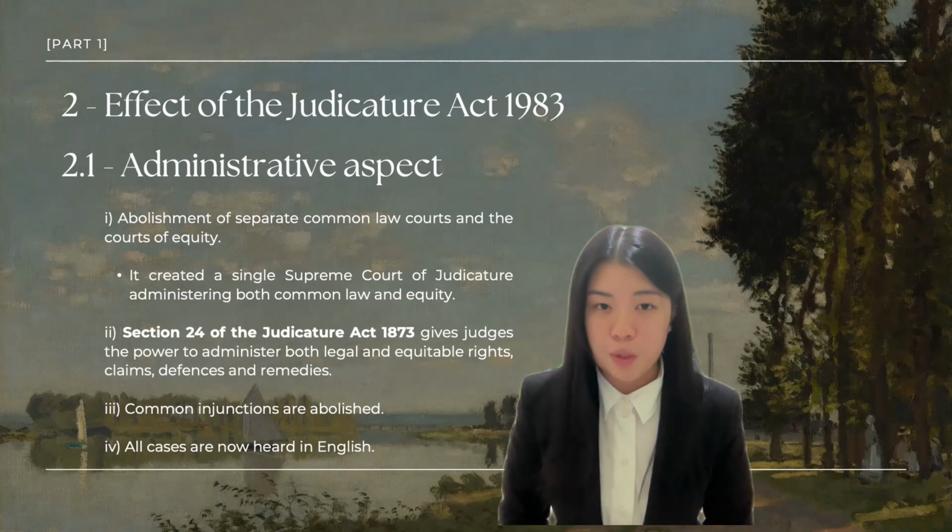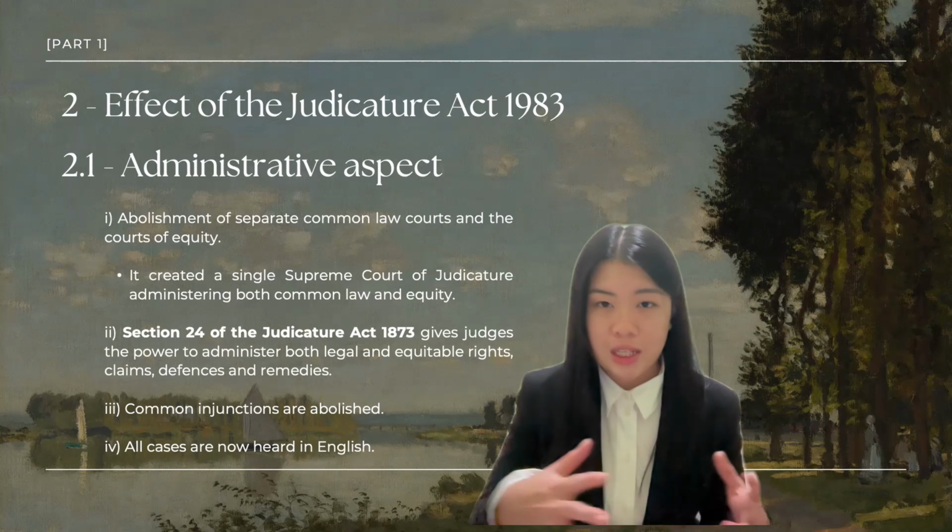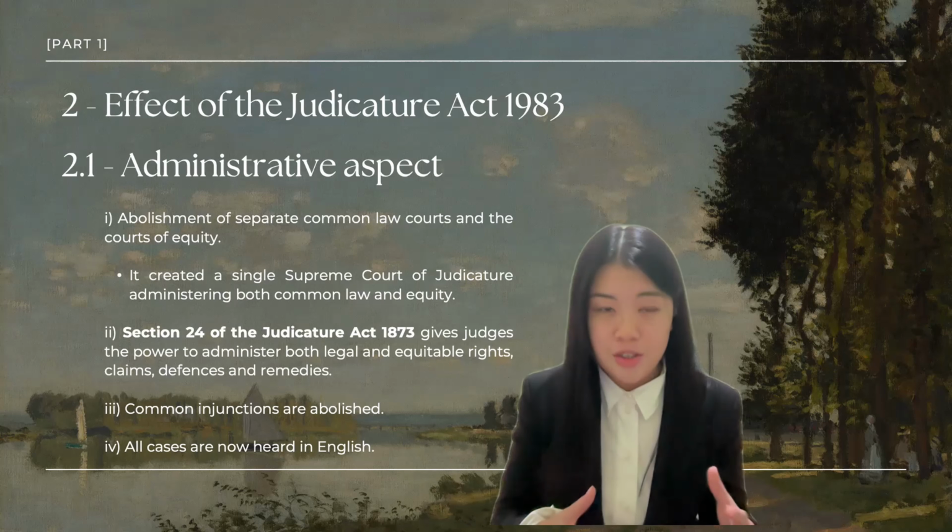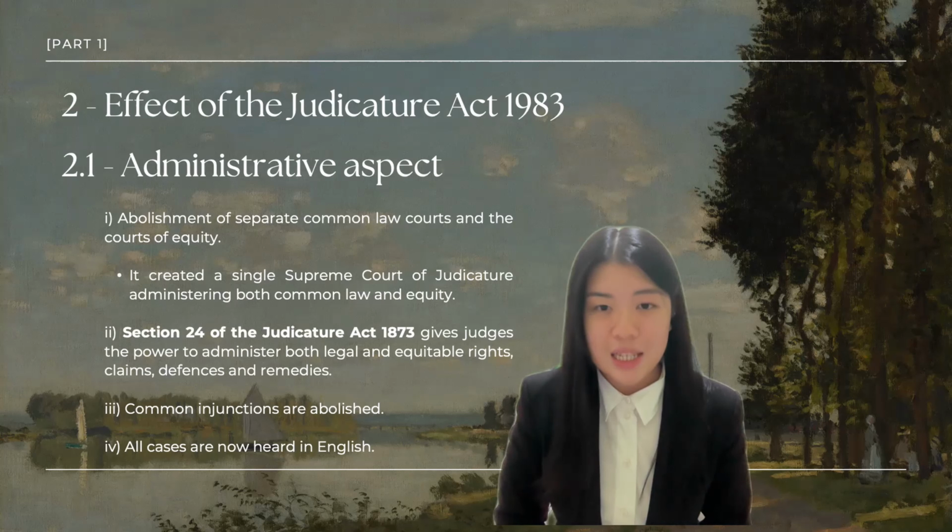The first change that was brought about by the Judicature Act is the abolishment of separate common law courts and courts of equity. It created a single Supreme Court of Judicature, administrating both common law and equity. So now, a claimant does not have to shuttle in between common law courts and Chancery Court to seek a suitable enforcement of his rights. Both common law and equity can now be administered in the High Court. And if the party is unsatisfied with the decisions of the court, he could appeal to the Court of Appeal and thereafter to the Supreme Court.